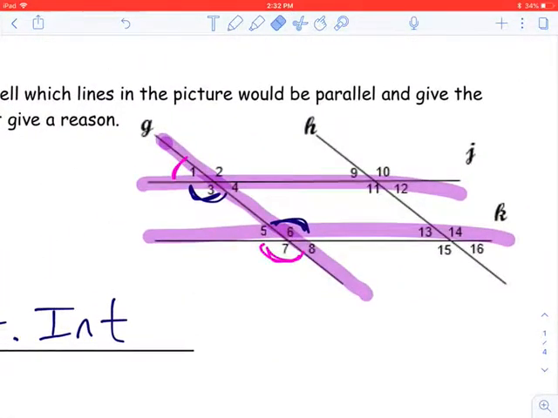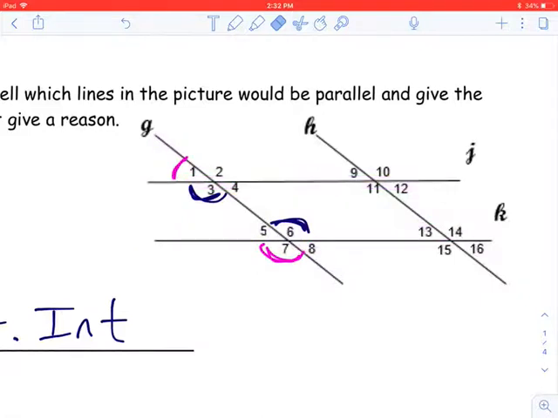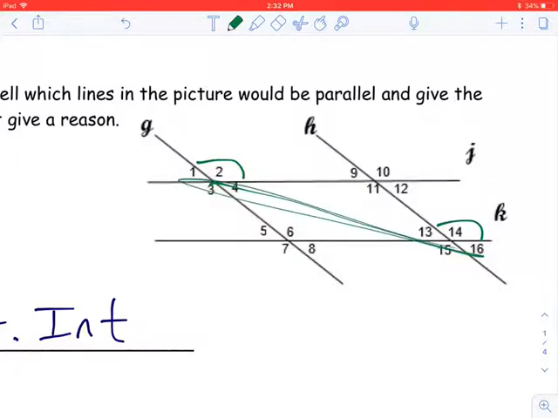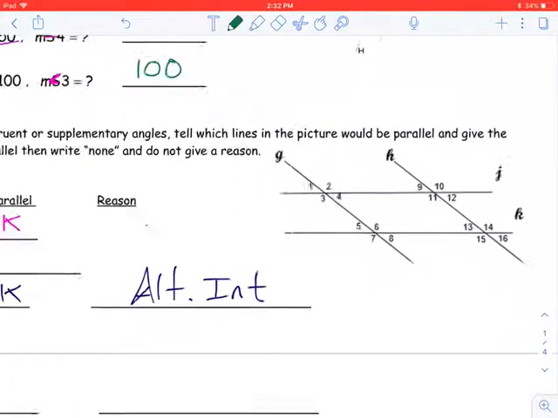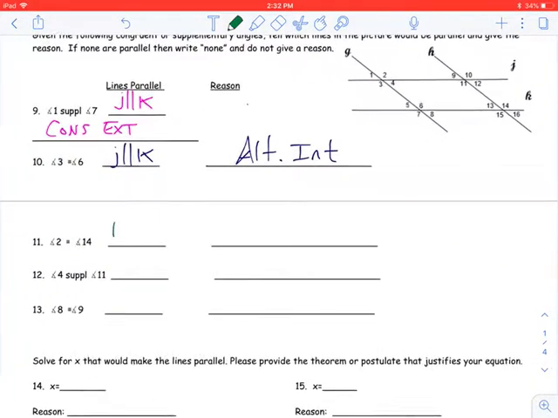So our next example here, 2 and 14. Let's look at 2 and 14. I'm going to get rid of all this stuff. 2 and 14 are right here and right here. Those appear to be top right, top right, so what we would normally think is corresponding. But they do not share a transversal. If they do not share a transversal, they do not have a relationship. So that would be none in that case.